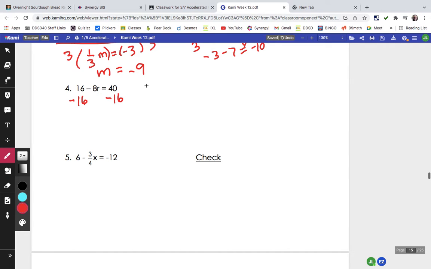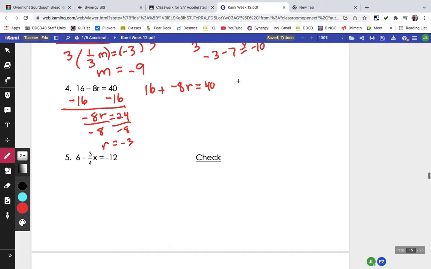Another way of thinking about this is that it's 16 plus negative 8r equals 40. So then it might be a little easier to see why we subtract there. So that creates a 0. We've got negative 8r equals 24. Divide that by negative 8, and r is equal to negative 3.